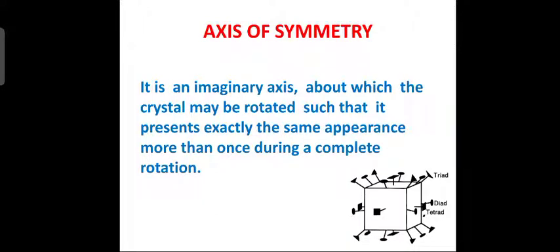It is an imaginary axis about which the crystal may be rotated such that it presents exactly the same appearance more than once during one complete rotation. That means you can draw any imaginary axis in a crystal and rotate the crystal about that axis such that you get the same appearance more than once in one complete rotation. Then that imaginary axis is called an axis of symmetry.